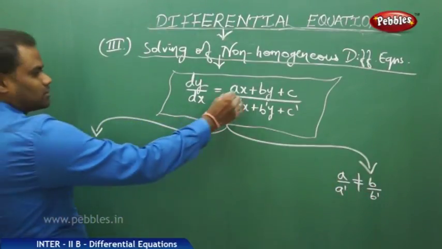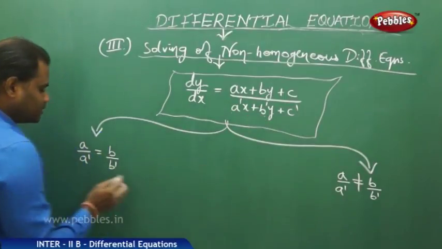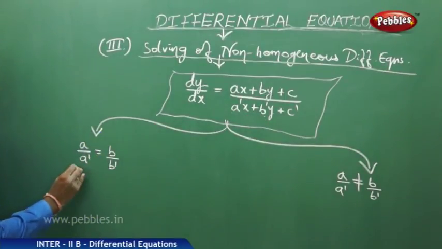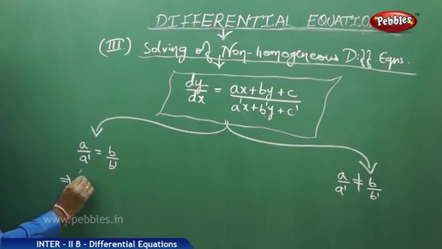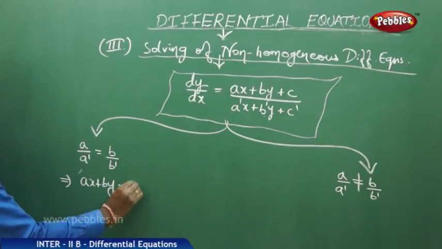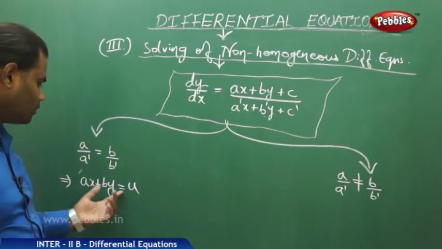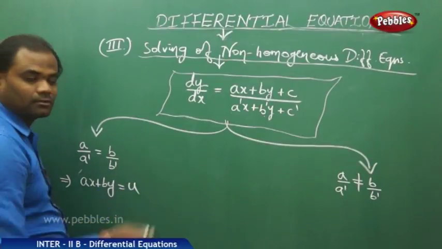So each of the coefficients of x, y of the numerator and denominator are checked for this, and if suppose this is equal to this, then that implies we take ax plus by equal to u, or we take this as equal to v.